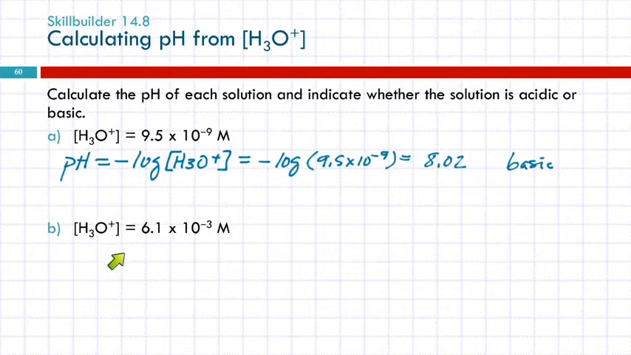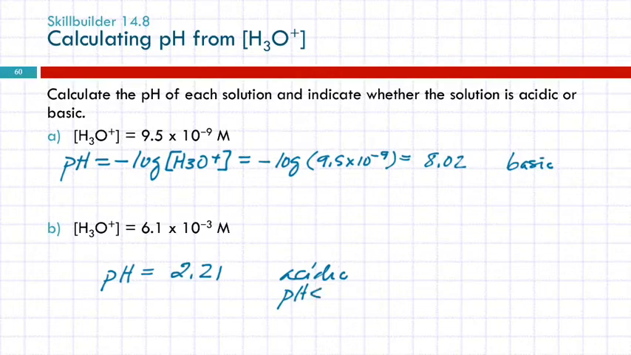So let's do the pH for this one. Negative base 10 log of 6.1 EE minus 3. pH is 2.21. Acidic or basic? Acidic. It's less than 7. Acidic means the pH is less than 7. Basic is when the pH is greater than 7.